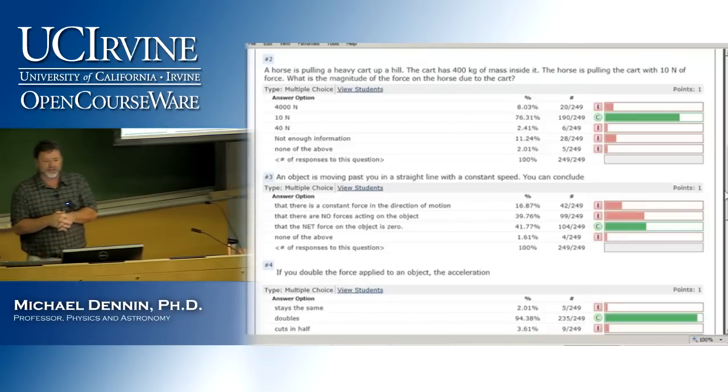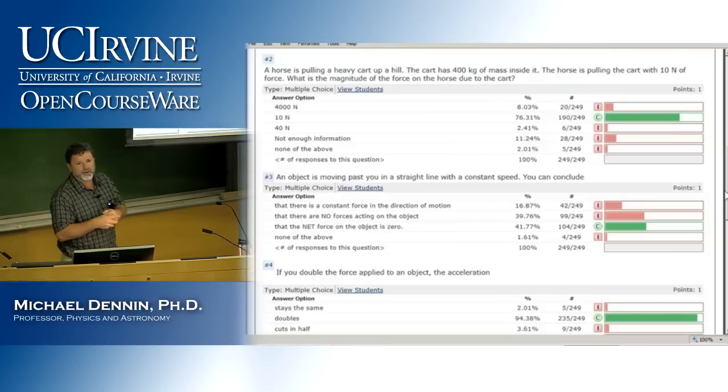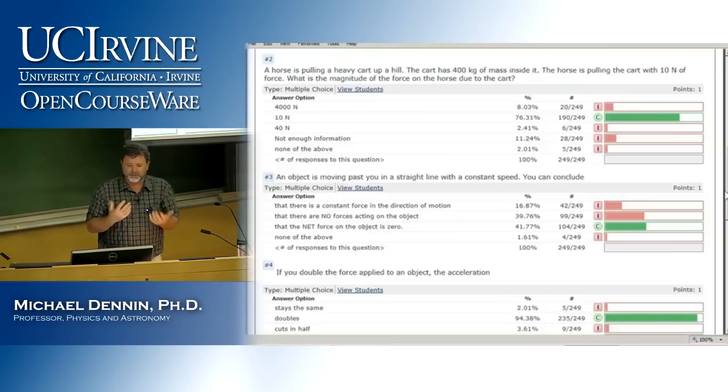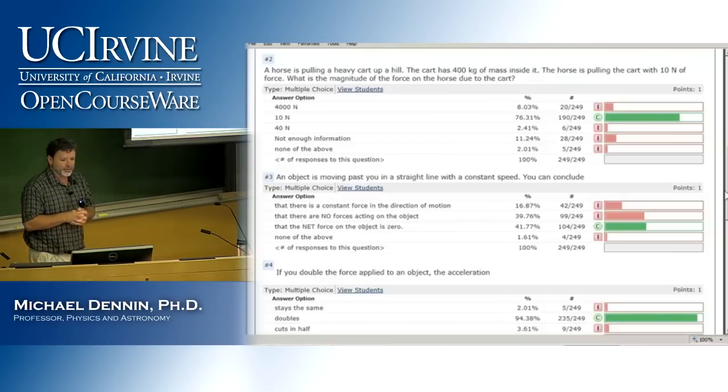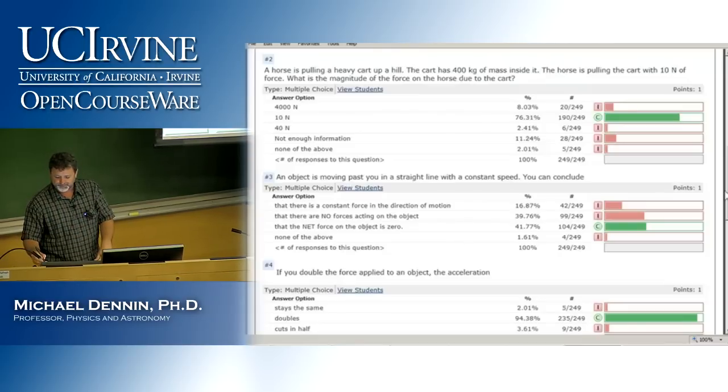This is a classic Newton's 3rd law. I know I haven't mentioned it yet. But 2 things always interact with an equal and opposite force. And so the magnitude here is 10 newtons. Most of you got that in the time of the quiz. Many of you will miss this when it shows up on the exam. So keep this in mind.